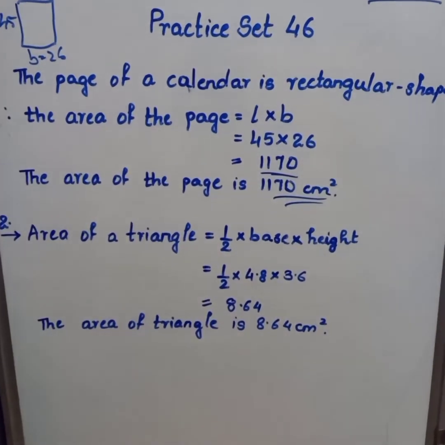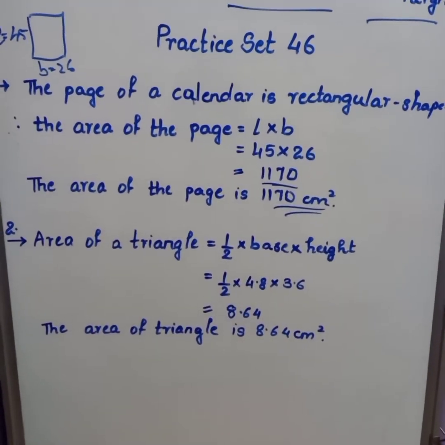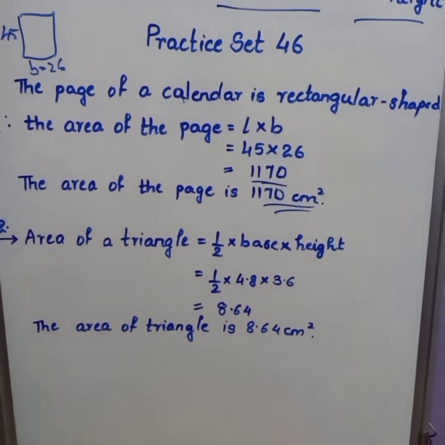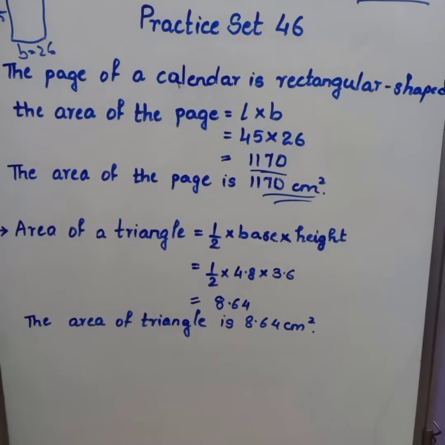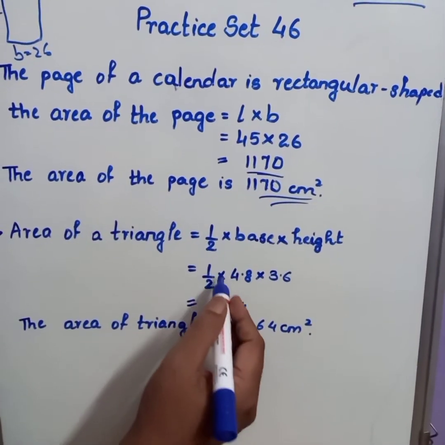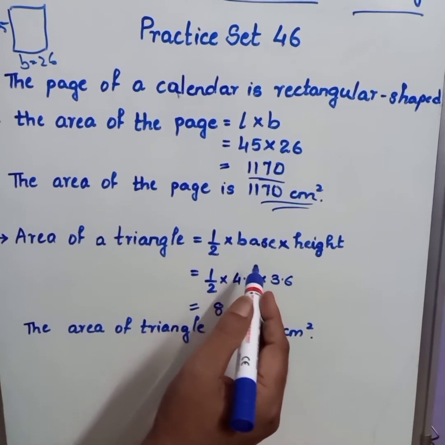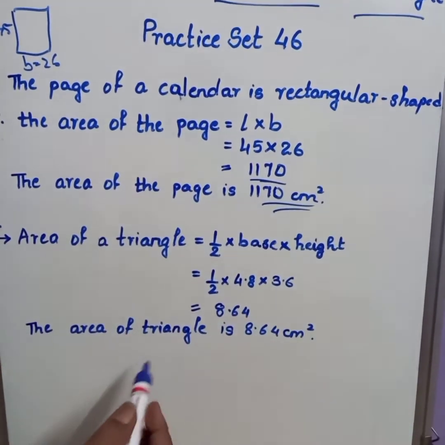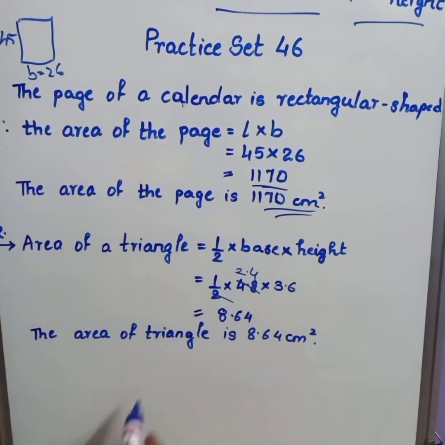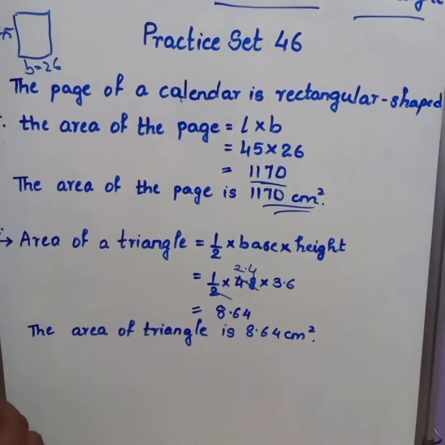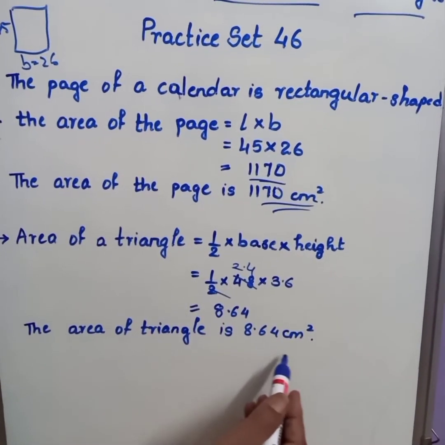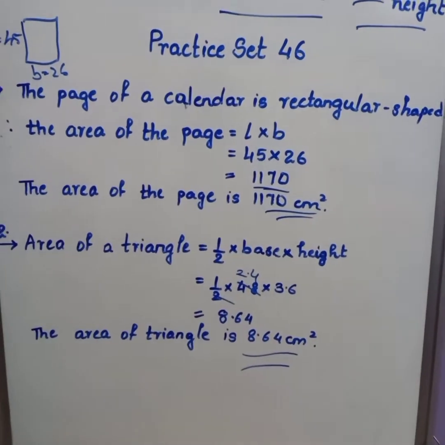Now the second sum: what is the area of the triangle with base 4.8 centimeter and height 3.6? So the area of a triangle is half into base into height. So it is 1 upon 2, and base is 4.8 and height is 3.6. It goes here 2.4. So 2.4 into 3.6, that comes up to 8.64. So the area of the triangle is 8.64 centimeters square.